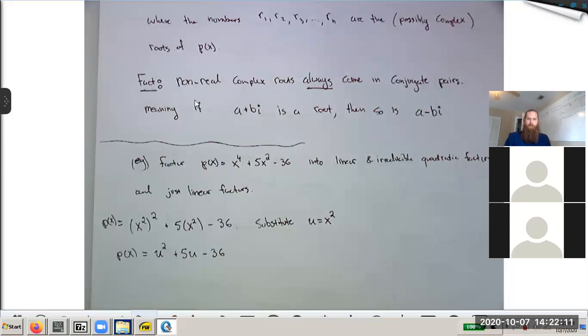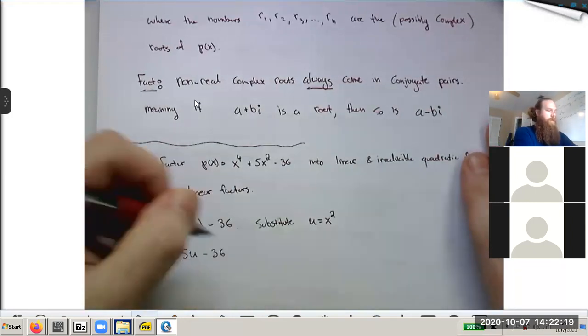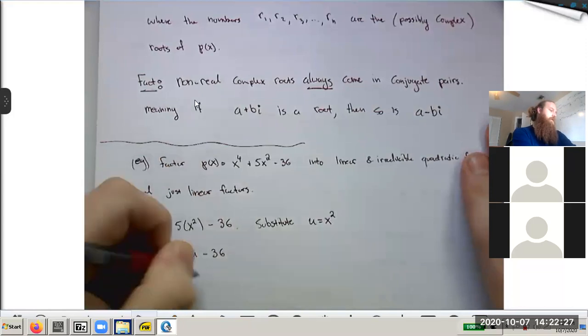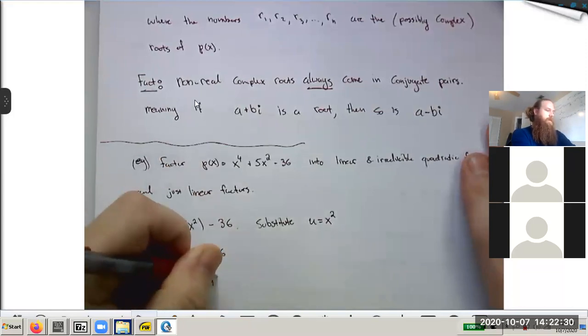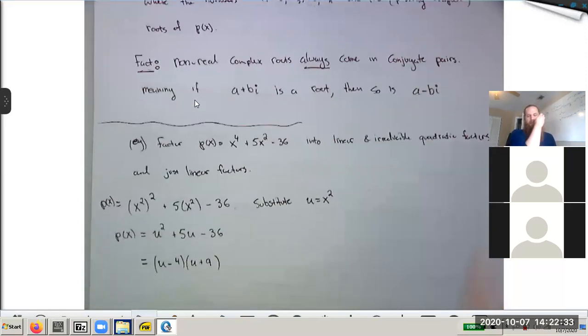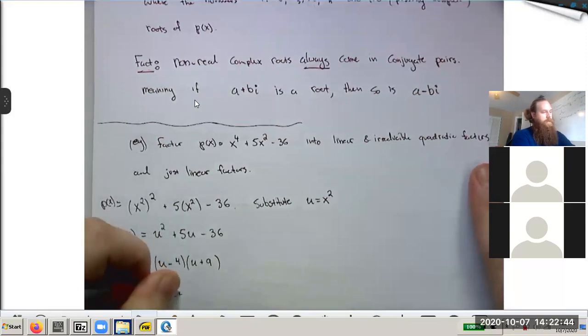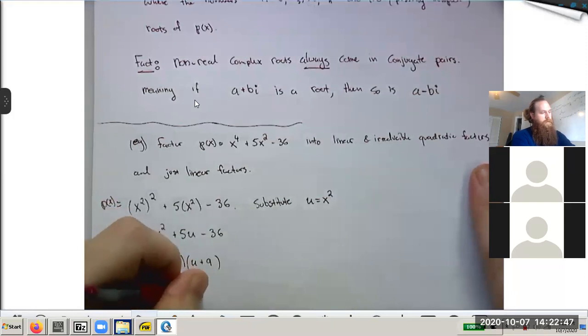12 and 3, but that doesn't add up to 5. 9 and 4, if we take those with the correct signs, those will do the job. So this piece right here, u squared plus 5u minus 36, I could rewrite that as u minus 4 times u plus 9. And then we just go back to the x's. What was u? Well, u was x squared, so this is x squared minus 4 times x squared plus 9.